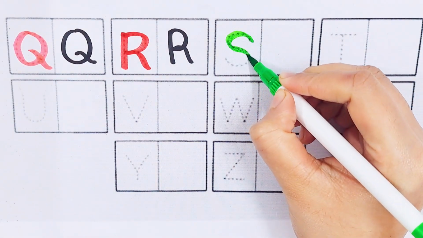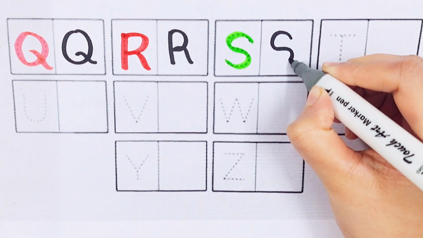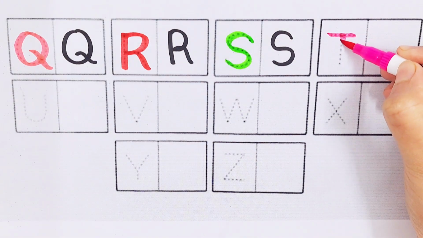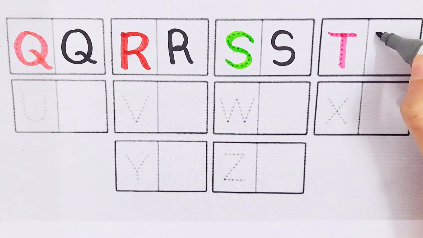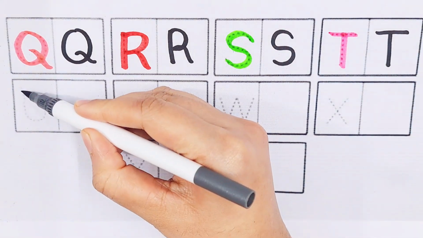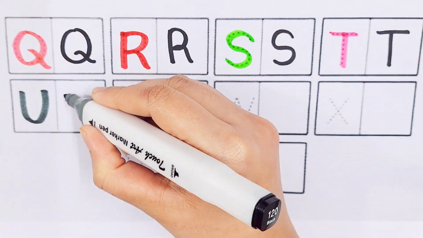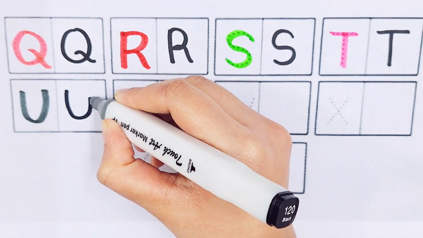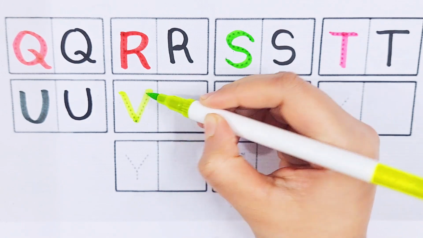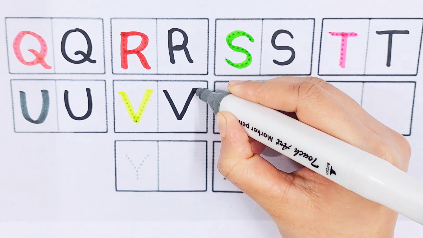S. S for school. S. S for sky. T. T for toy. T. T for tree. U. U for uniform. U. U for university. V. V for van. V. V for vanilla.